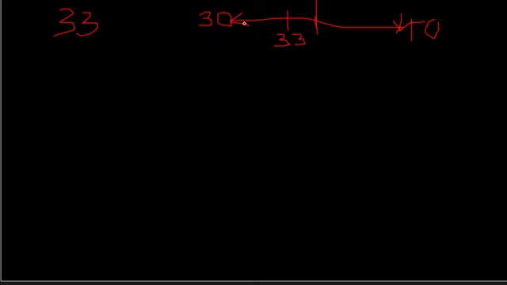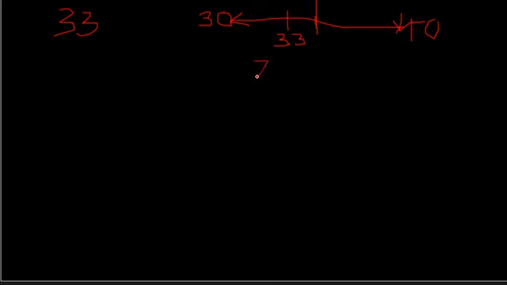You look at the closest, the nearest 10th to 33, which happens to be 30. When you are asked to round off 33 to the nearest 10, you just write 30, because it's easy for you to move to 30 than it is for you to move to 40 from 33. You see, that's it.